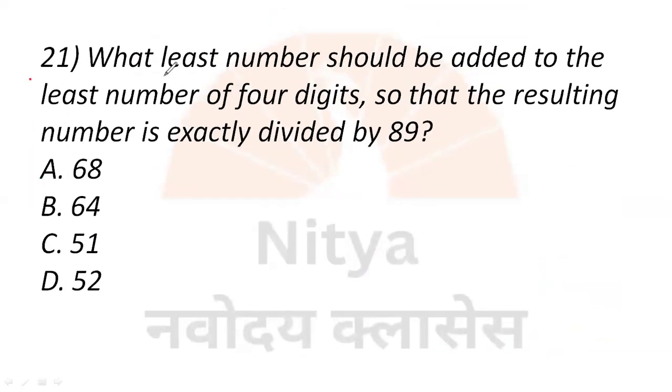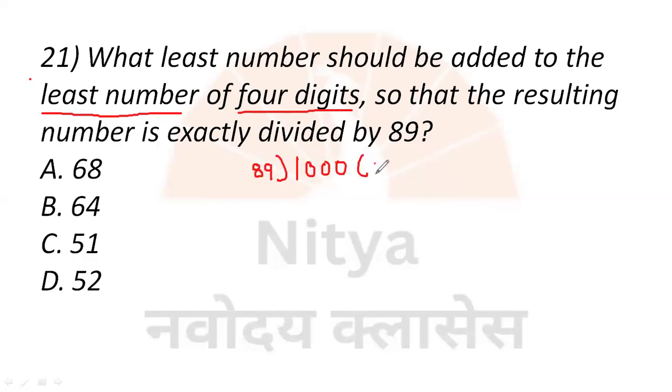What least number should be added to the least number of 4-digit so that the resulting number is exactly divided by 89? Least number and smallest number are the same. So first of all, the least number of 4-digit is 1000. So you have to divide it by 89.